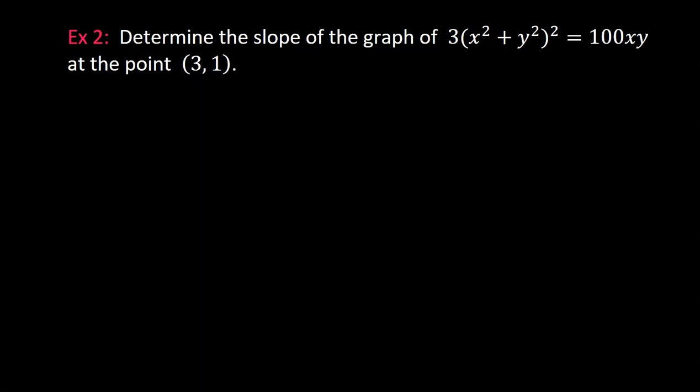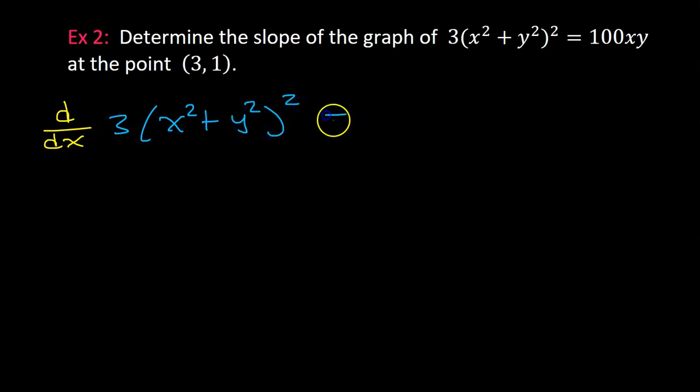So let's get started. We're going to need to take the derivative of both sides of the equation. So I'm going to start off with a d/dx as I take the derivative of this side of the equation, which is 3 times x squared plus y squared, squared. And then we're going to take the derivative of the right-hand side of the equation as well.